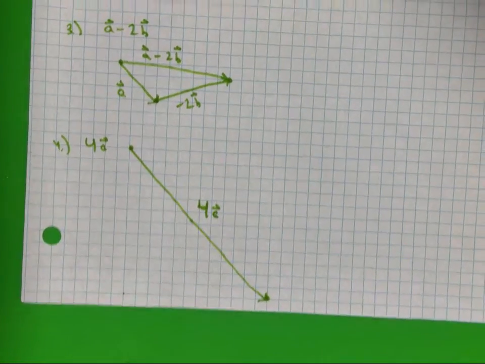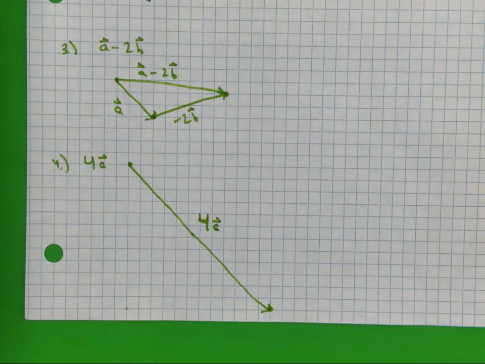A minus 2B. Remember, the original A was down 3, right 3, wasn't it? So that's why I went down 3, right 3. Now, I think the original B was down 1, left 3. But since this is minus 2, you're going to have to multiply each of the components by 2 and go the opposite direction. So instead of going down 2, I'm going to go up 2. And then over to the right 6.